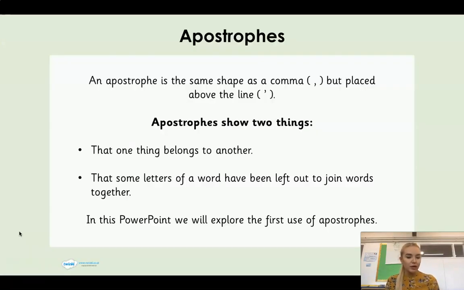Now, thinking about what an apostrophe is: it is the same shape as a comma, as you can see on my screen here, but instead it's placed above the line. Apostrophes can show two things. They can show possession, that something belongs to another thing, or that some letters of a word have been left out to join words together. So words such as do not, joining together to make the word don't, because that has an apostrophe, doesn't it? And in this lesson today, we're going to be exploring the first use of apostrophes, so apostrophes for possession.